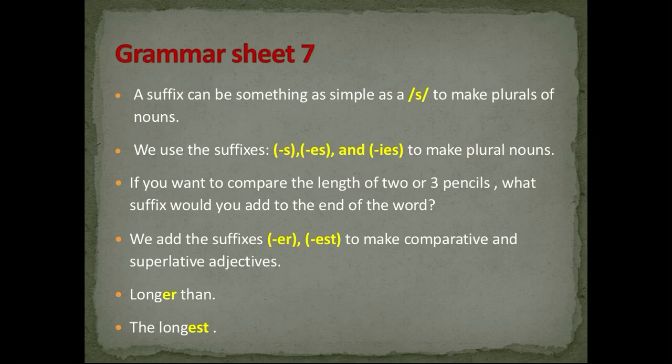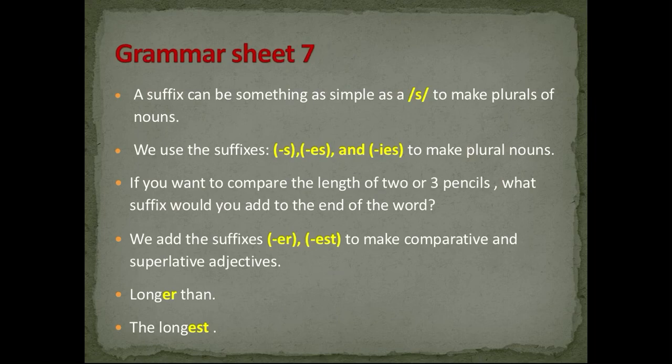Even if you want to compare the length of 2 or more or 3 pencils or more, what suffix would you add at the end of a word? So, we add suffixes er and est to make comparative and superlative adjectives. We say, this pencil is longer than this one, or this pencil is the longest. Okay, if there are 2 things, I would add er. If you're comparing between 2 things, you will add er.